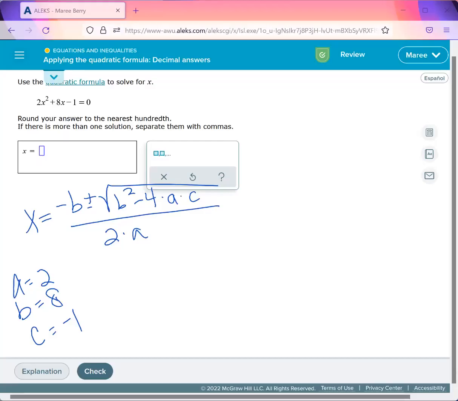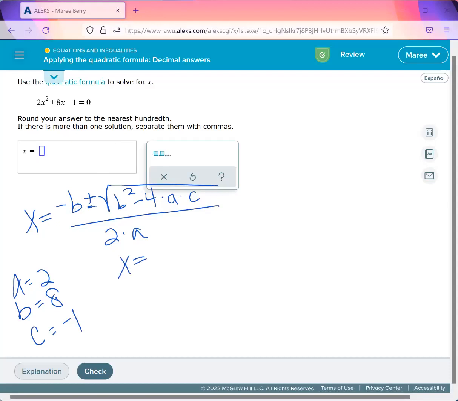For this lesson, we're going to be solving for x using the quadratic formula. The quadratic formula is x equals negative b plus or minus the square root of b squared minus 4ac, all over 2a. So we're going to go ahead and solve for x here.